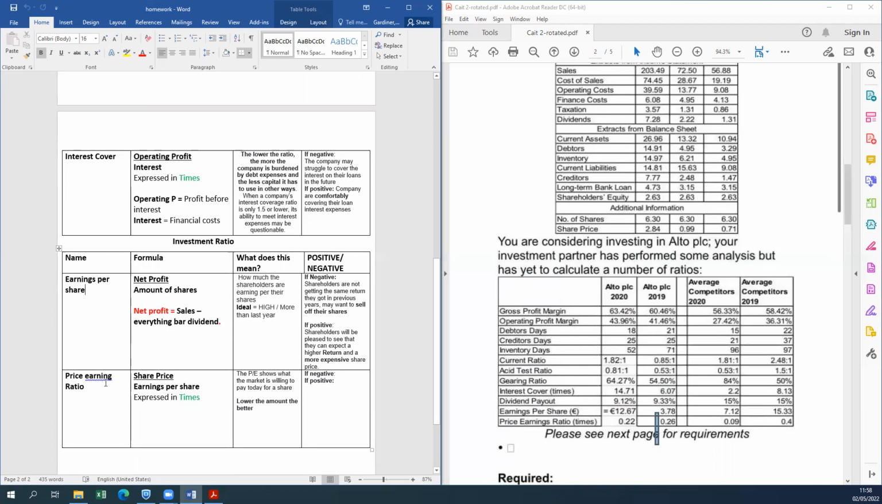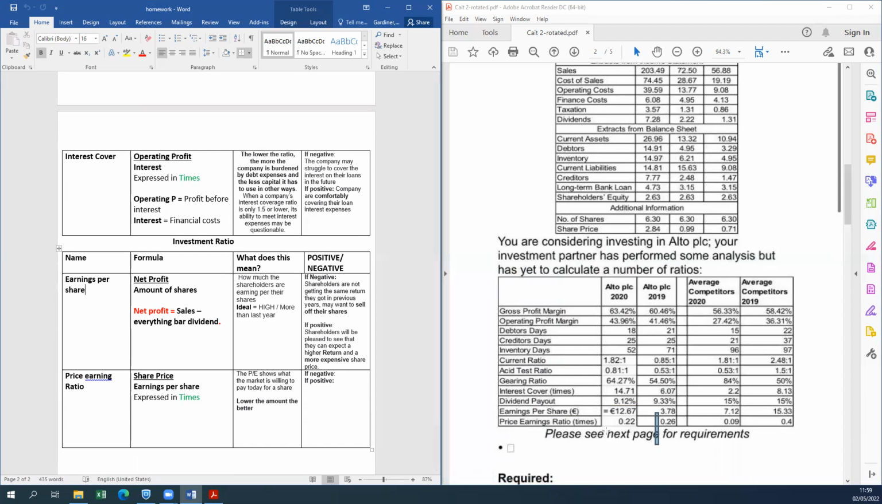Price earning. This one is so annoying. The price earning shows what the market, the external people who haven't invested in the company, would be willing to pay for the share. Is the share valuable?